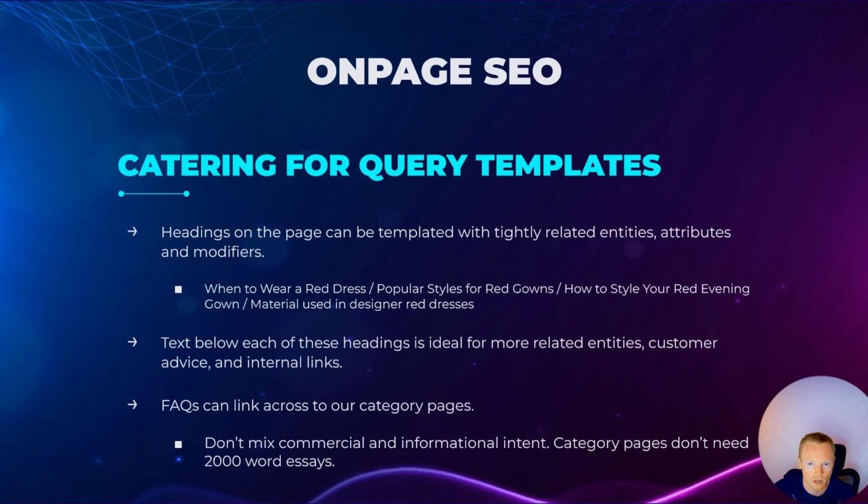It's ideal to link across to our knowledge base of articles. This is going to be great. It's going to be how we pass our knowledge around the site. We don't want to go and write like 2,000 words. Everyone kind of went mental with this a few years ago because they thought, oh, Google doesn't like thin content, so let's add a 2,000 word essay to the bottom of our category pages. Keep it pretty simple.